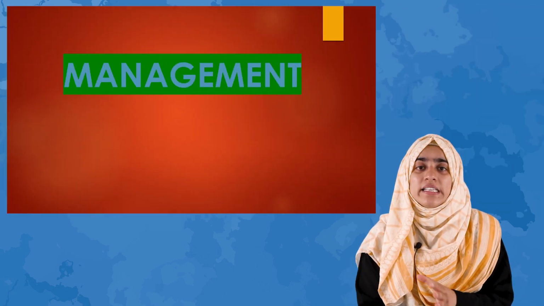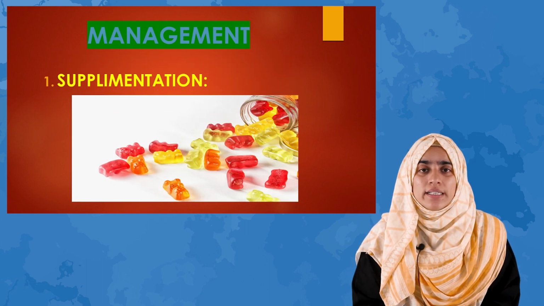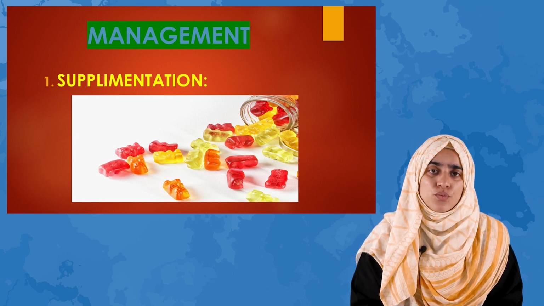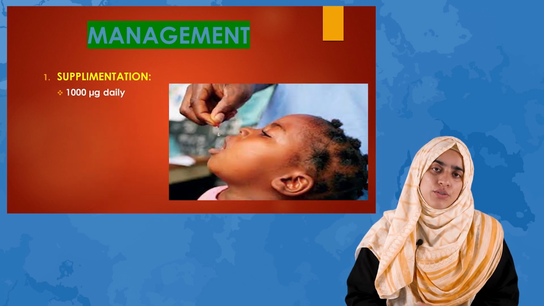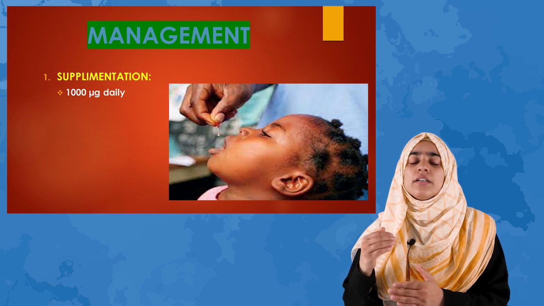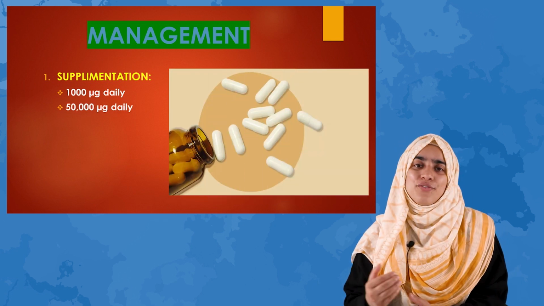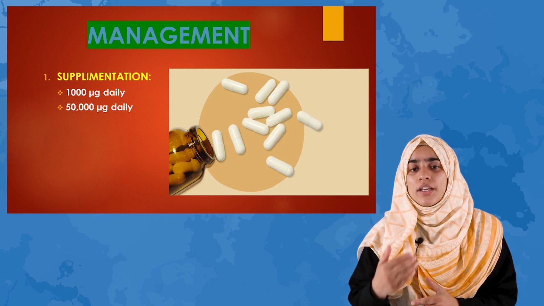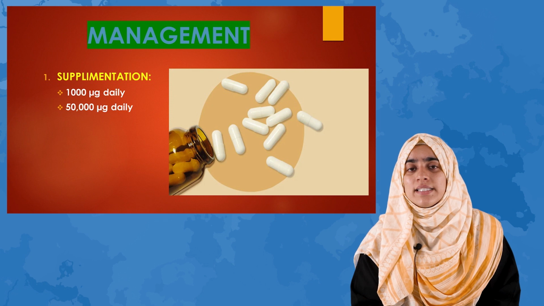Now we have to see the management for this vitamin A deficiency. The first thing we are going to do is supplementation. That means we have to provide supplements which may raise this vitamin A in our body. So the mild to moderate cases of vitamin A deficiency are given at least 1000 micrograms per day of vitamin A. In severe cases, people with vitamin A deficiency are given a vitamin A dose of 50,000 micrograms per day for at least a few weeks.